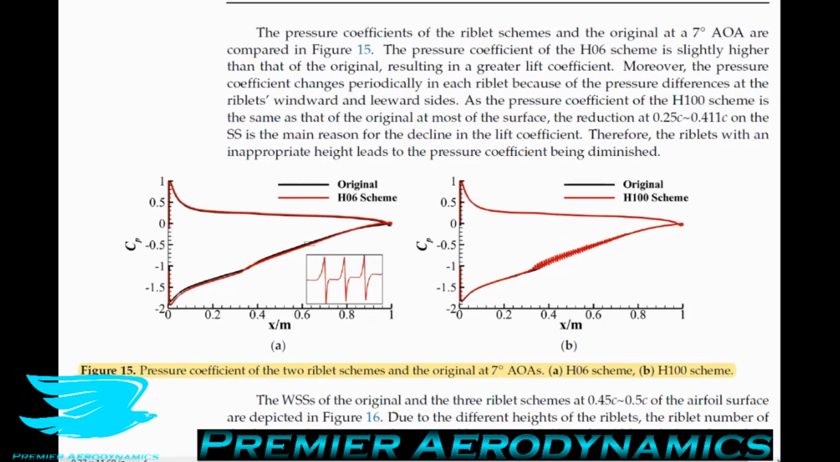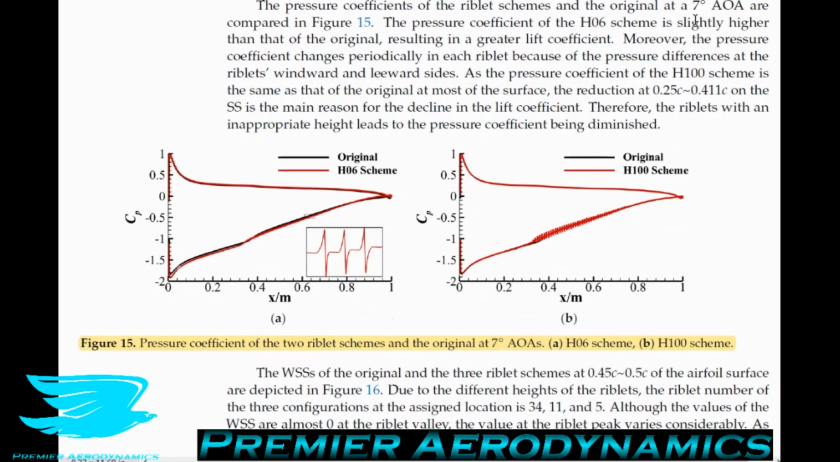So in figure 15, we see the pressure coefficients of the riblet schemes and the smooth airfoil at 7-degree angle of attack. The pressure coefficient of the H06 riblets, which are the riblets covering 50% of the chord with a height of 0.6 millimeters, is slightly higher than that of the original, resulting in a greater lift coefficient. Moreover, this is on the suction surface, by the way. The pressure coefficient changes periodically in each riblet because of the pressure differences at the riblet's windward and leeward sides. So that's really cool.